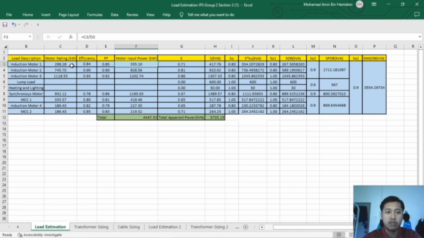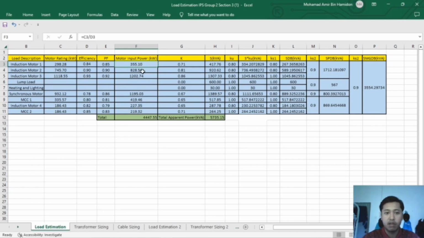So after we get the motor rating for each load given, we need to know our motor input power in kilowatts. To find this motor input power, we must divide our motor rating by the efficiency, and the same goes for all the loads given. But for alarm load and lighting, there's no motor rating, so we assume 0.